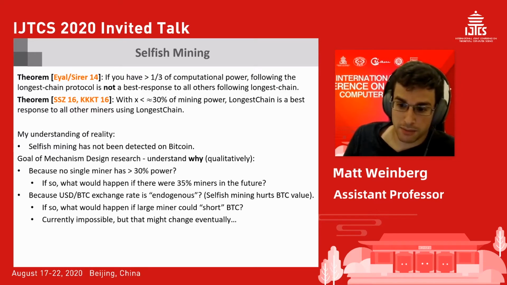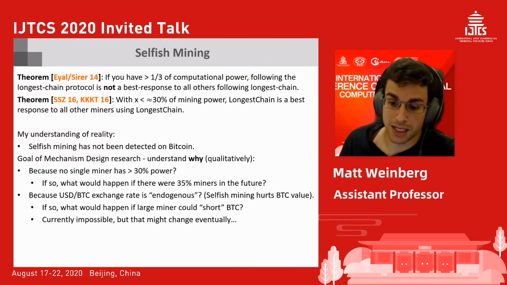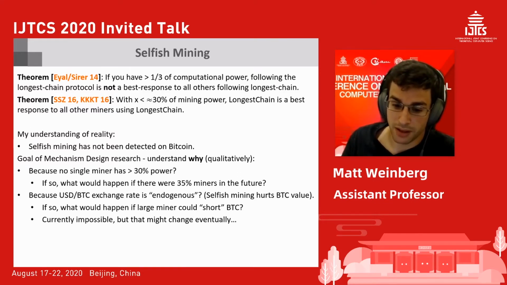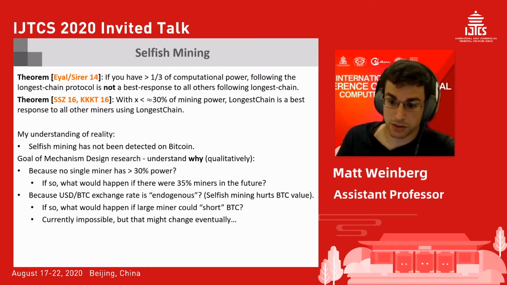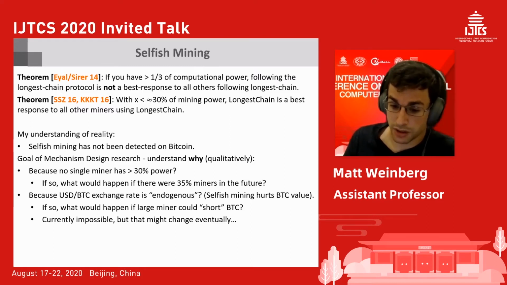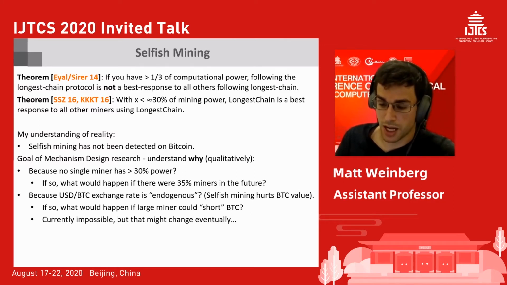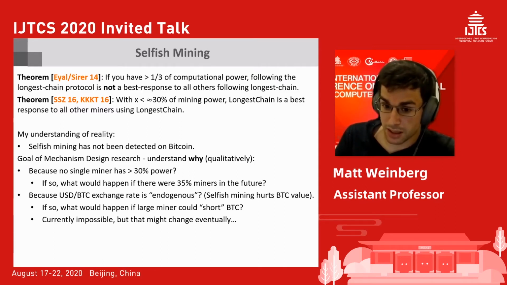That would still make me ask questions if we uncovered that that was the main reason. I would still ask, well, what if there was a large miner? What if you had a 35% miner and that miner could launch a very large short sale of Bitcoin? What if they could bet against the exchange rate? My understanding, and I'm not an expert in finance, but based on the people I've talked to, is that currently it is not possible to launch a massive short sale of Bitcoin. There's just not a financial market that will let you do that. But I don't know whether that will stay the case forever.